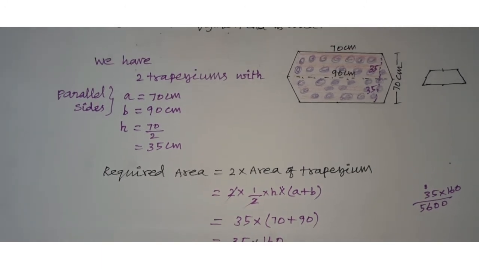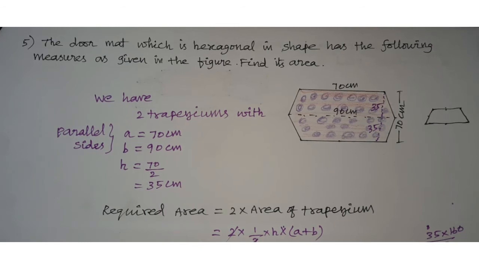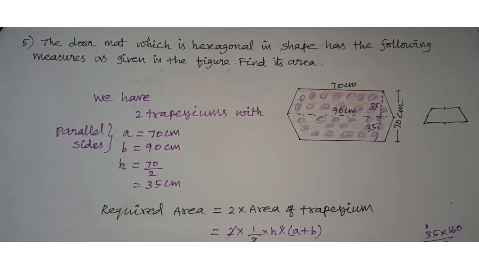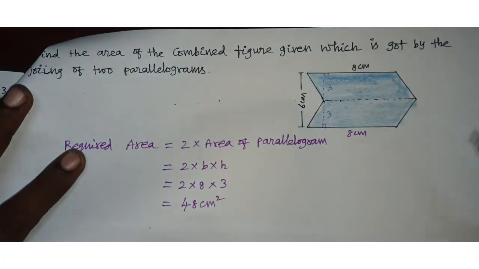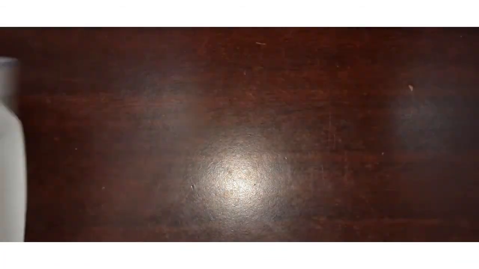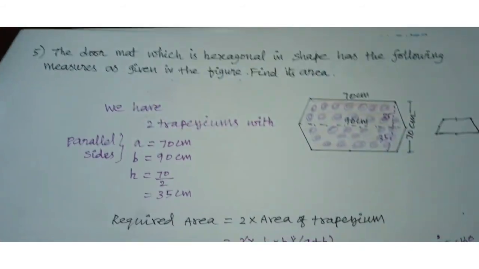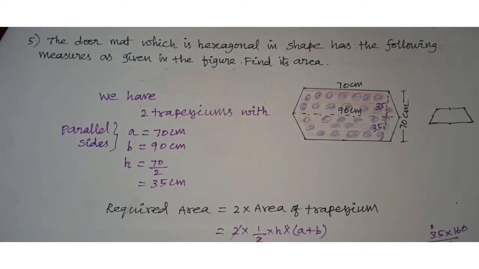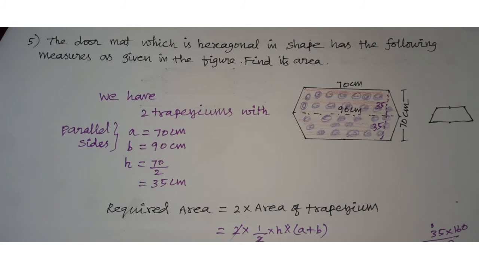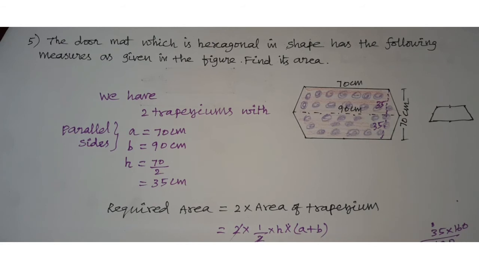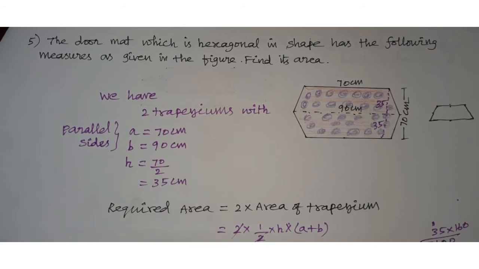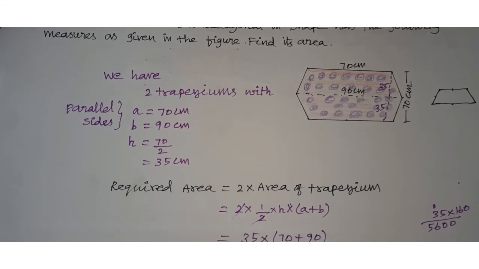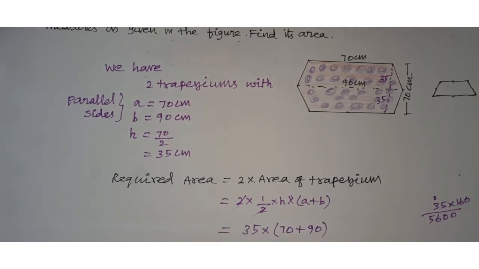Okay students. So question number 3 and 5 look the same. Question number 3, combination of two equal parallelograms. Okay. Look at the question. This is question number 3. Combination of two equal parallelograms. Now we did question number 5. This is a combination of two equal trapeziums. So for trapezium, what are the values we need? Parallel sides A and B and H. After getting these values, required area, two equal trapeziums, therefore 2 into area of trapezium. Okay students?